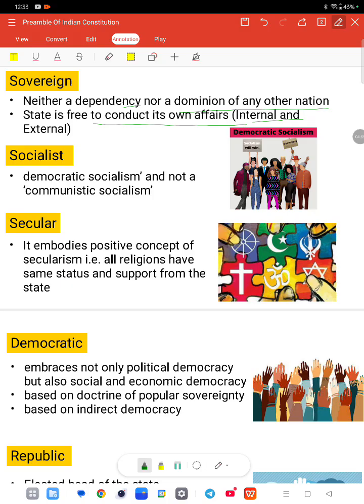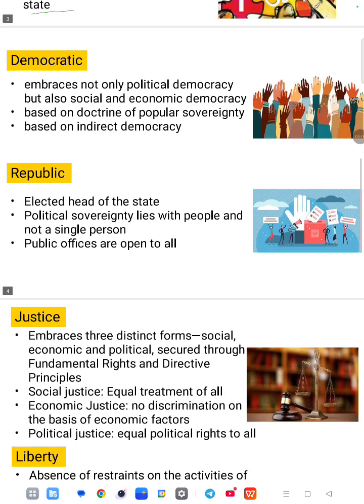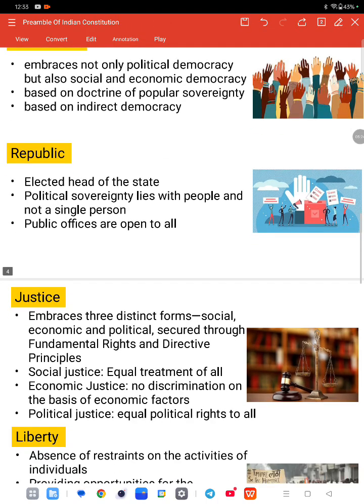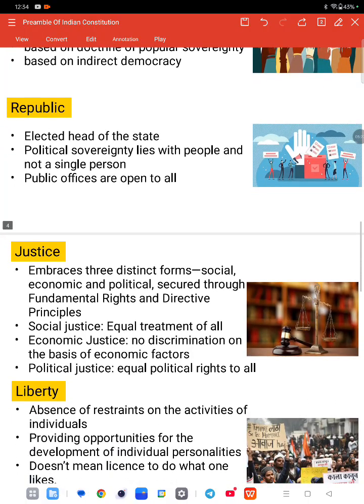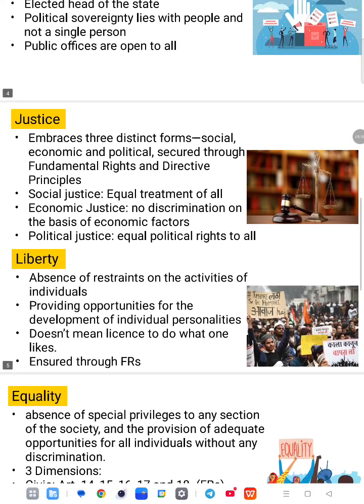Socialist means democratic socialism and it is not communistic socialism. Secular embodies the positive concept of secularism, that is all religions have the same status and support from the state. Democratic: how is it democratic? It embraces not only political democracy but also social and economic democracy, based on the doctrine of popular sovereignty and indirect democracy. If we talk about republic, it means an elected head of the state, with political sovereignty lying with the people and not a single person. So public offices are open to all.